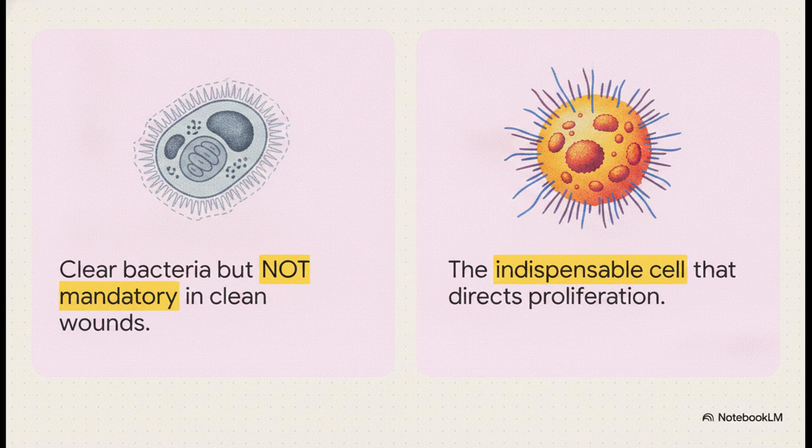Here's the deal. PMNs, or neutrophils, are great at clearing bacteria and debris using proteases, but they actually aren't mandatory for normal healing in a clean, uninfected wound. The real star of the show? The macrophage. Macrophages are the truly indispensable inflammatory cell that swoops in and directs the entire proliferative phase. You literally can't heal without them.